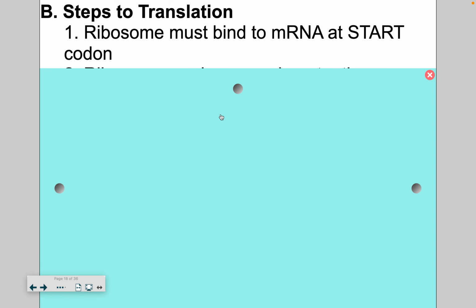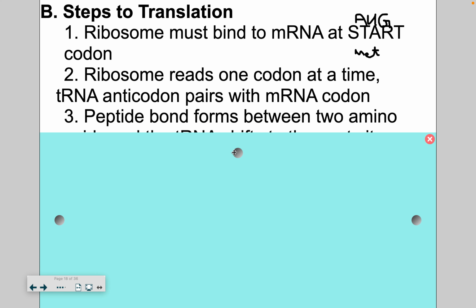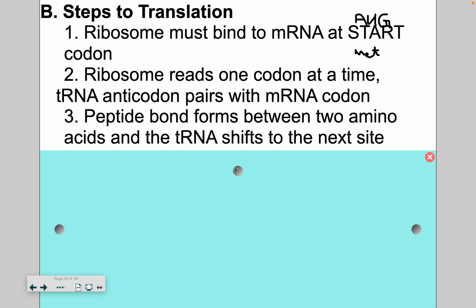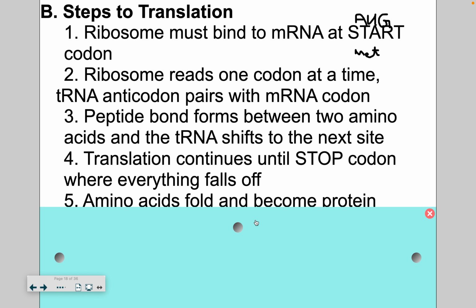So the steps to translation: the ribosome looks for a start codon. And that start codon for every single protein that's made in eukaryotes is AUG. Okay, AUG. And it codes for methionine, or MET. My 7th graders like to abbreviate MET as meth, but we're just going to keep it as MET. The ribosome reads one codon at a time, and a tRNA anticodon pairs with the mRNA codon. A peptide bond forms between the 2 amino acids, and the tRNA shifts to the next site found inside the ribosome. Then these 2 steps continue until a stop codon is reached, and then everything falls apart.